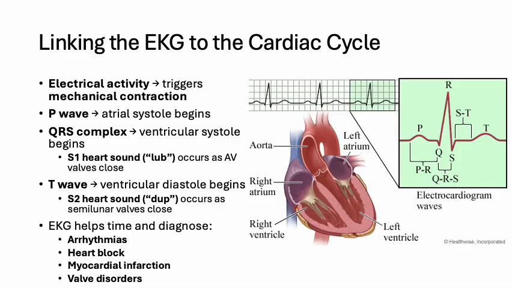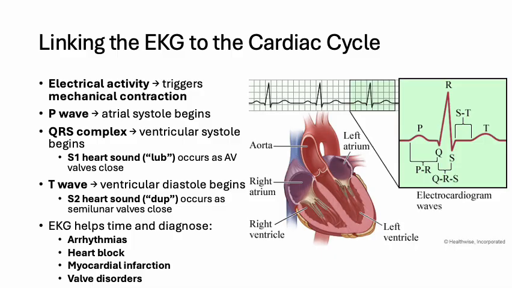Let's bring it all together. The EKG isn't just a graph, it's a real-time map of the heart's electrical activity, and that electrical activity is what initiates the mechanical events of the cardiac cycle. The P wave marks atrial depolarization, which immediately leads to atrial systole. The atria contract to push blood into the ventricles.